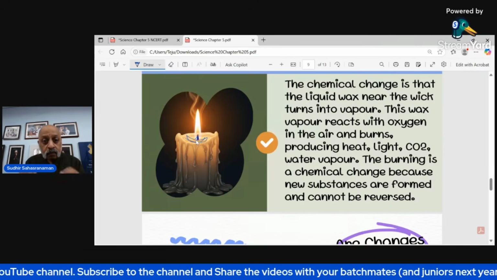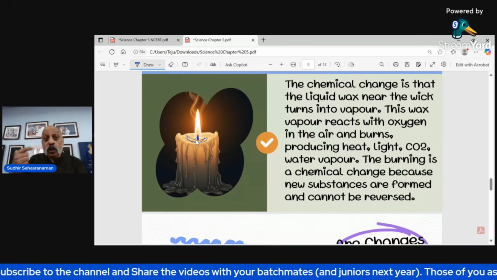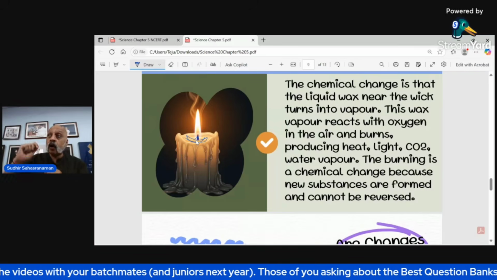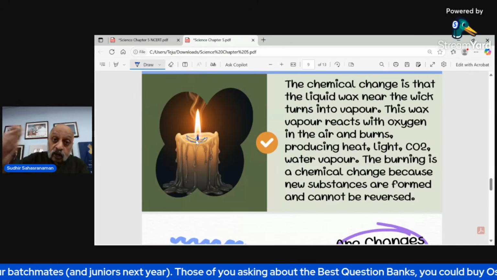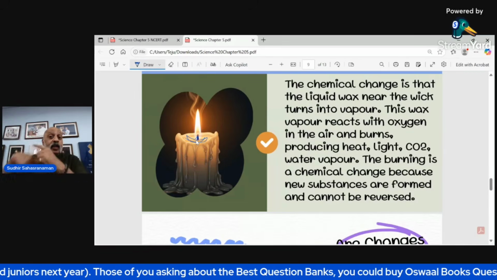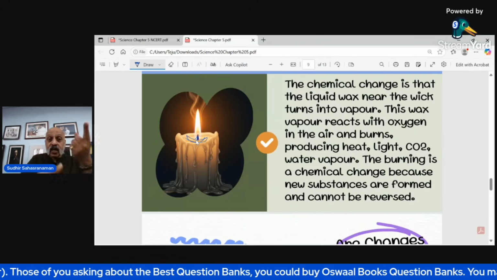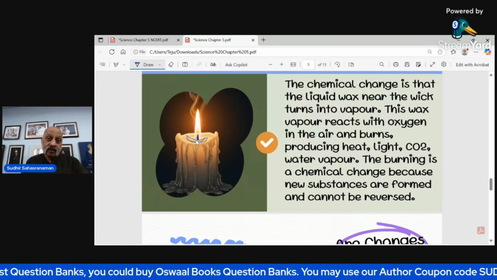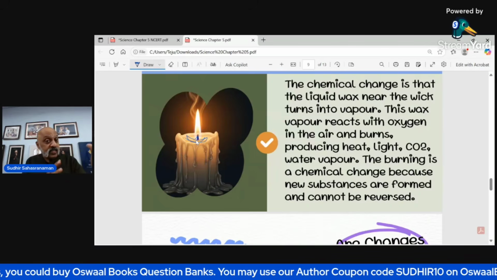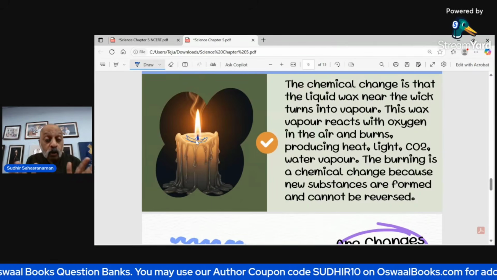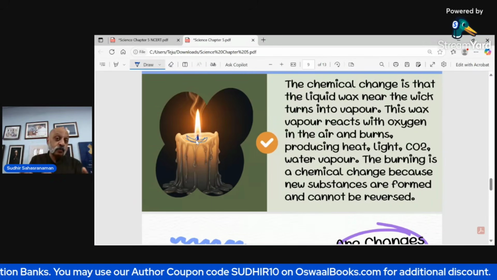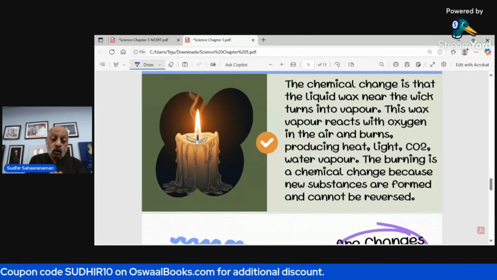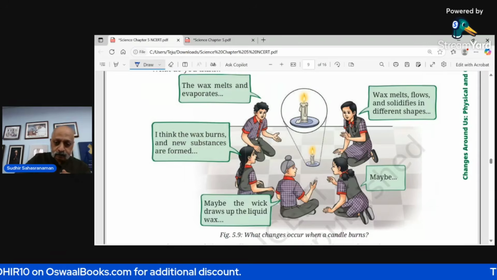water vapor. The burning is a chemical change because new substances are being formed. Carbon dioxide is being formed, heat is being formed, light is being formed, water vapor is being formed, and that cannot be reversed. Whereas in the physical change, the wax is turning from solid to liquid and again becomes solid after a while, right? When it cools down. So that is a physical change. This is a chemical change. So both can happen in the same experiment, and the candle experiment is an excellent way to show what really happens.